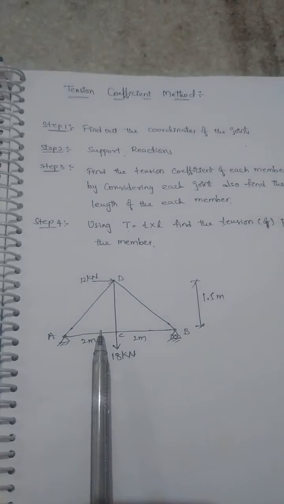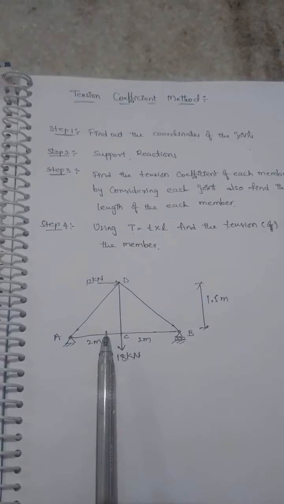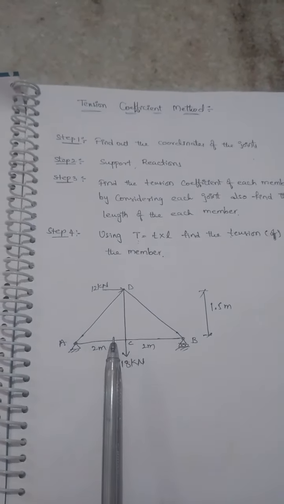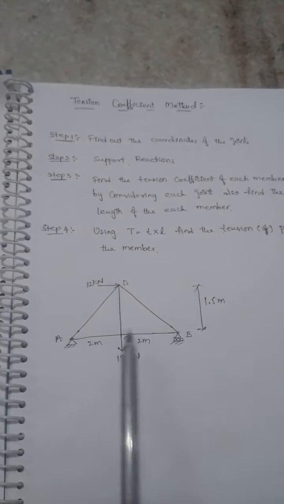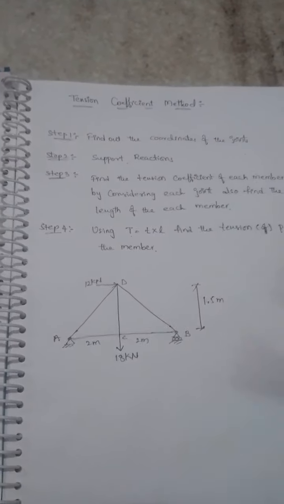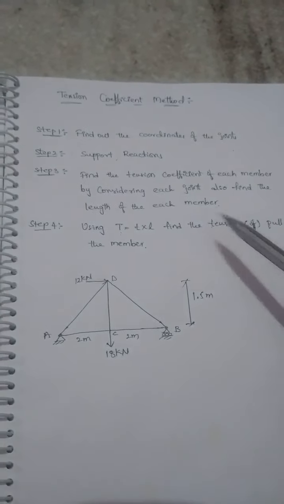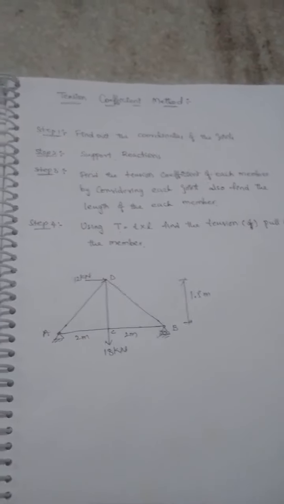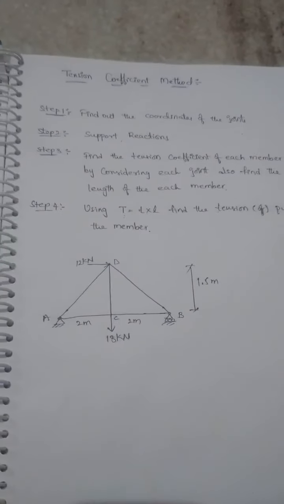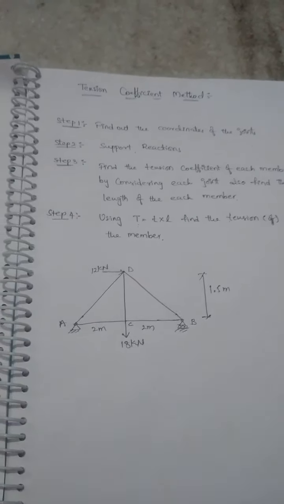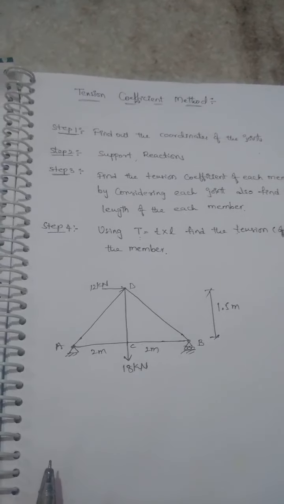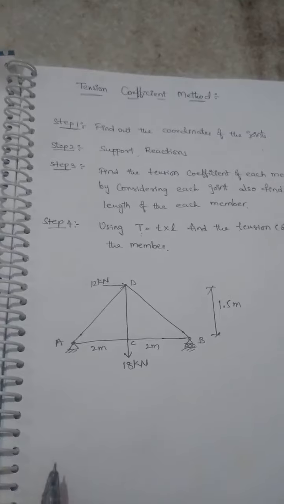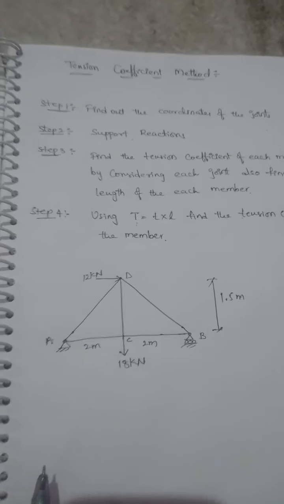So the first step, you have to find the coordinates. We can represent this tension coefficient method as a systematic representation of the method of joints, so that only one or two steps will be different. Apart from that, how to find the member forces is as per the method of joints only. We are concerned with the joints and we are going to find the forces. So let us start this problem. This problem has already been solved with respect to the method of joints. Now the same problem I am going to solve with the tension coefficient method.